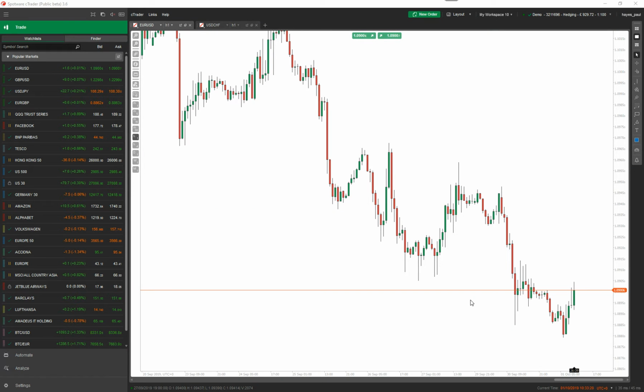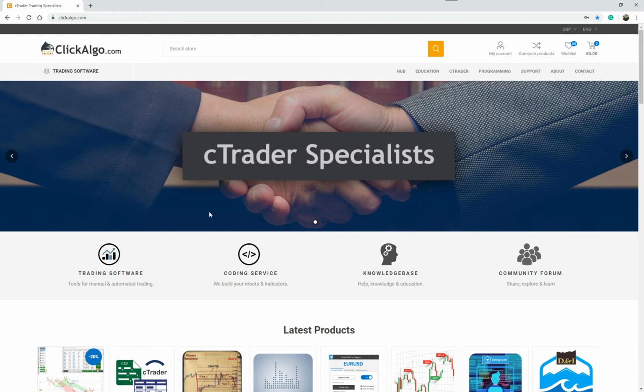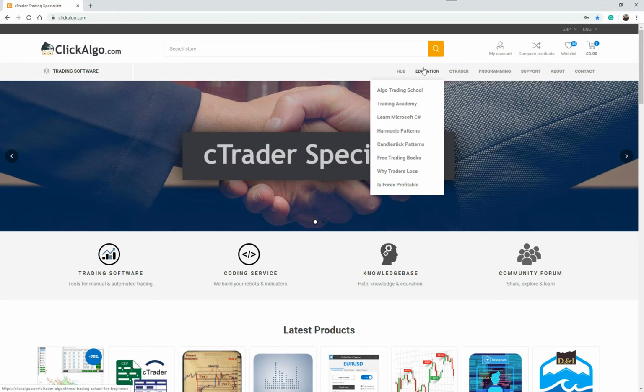Today we're going to do a quick demonstration of the cTrader Fibonacci retracement tool. For those of you that aren't familiar with Fibonacci, he was a mathematician who came out in like 1200 AD, and he found a sequence for Fibonacci numbers. If you're not familiar with it, I'm just going to quickly show you how to find out more information about it. Just go under education on our website, go to Trading Academy.